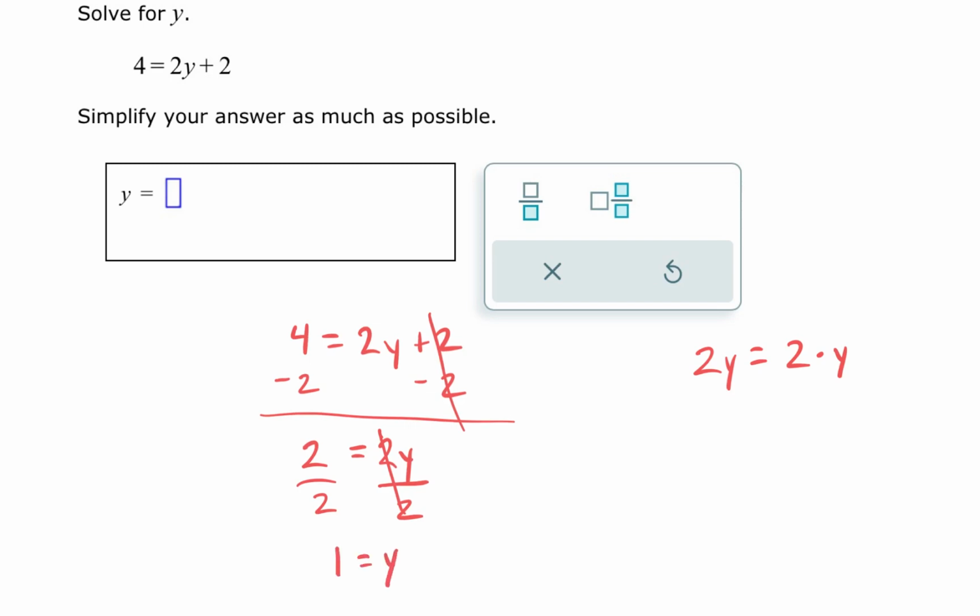And then we can check our answer by going back to the original problem and substituting 1 for y. So this means 2 times 1 is 2, plus 2 more is 4, so we've checked: 4 equals 4.